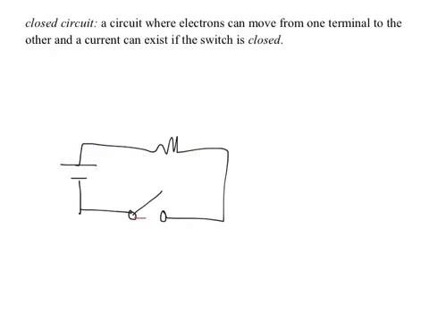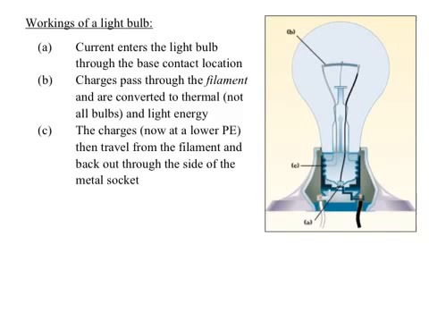But the minute the switch is closed like this, and this is no longer open, it's closed, what happens is it completes the path. So the potential difference starts to give energy to the charge carriers and pushes them through this circuit here. Now a light bulb, what happens is this. This is really kind of interesting to think about.